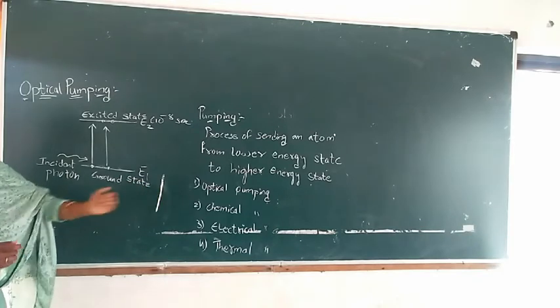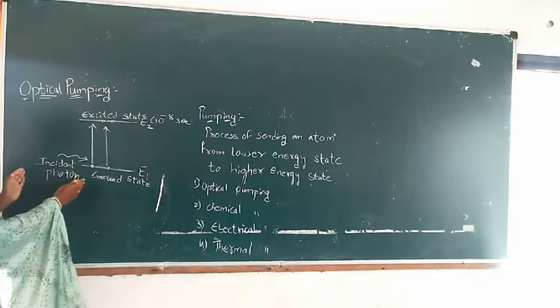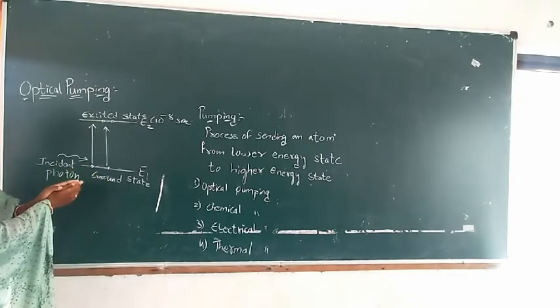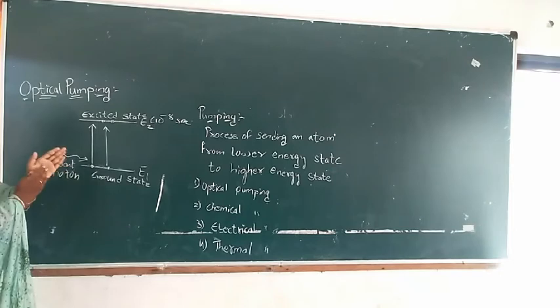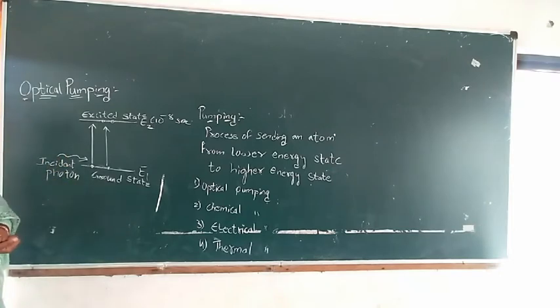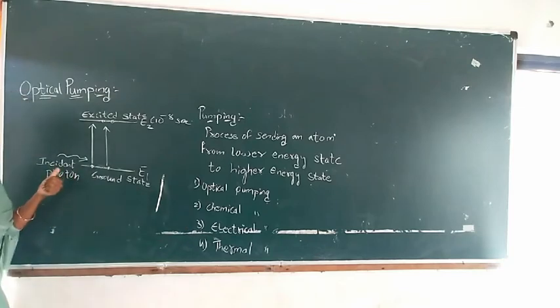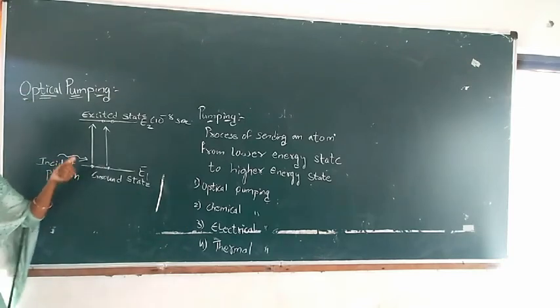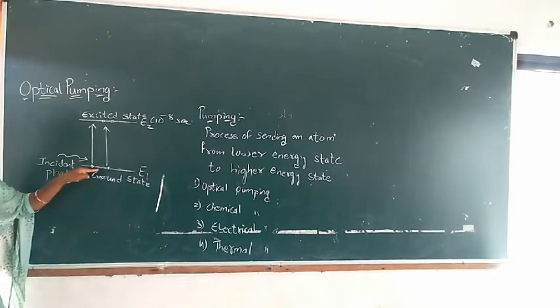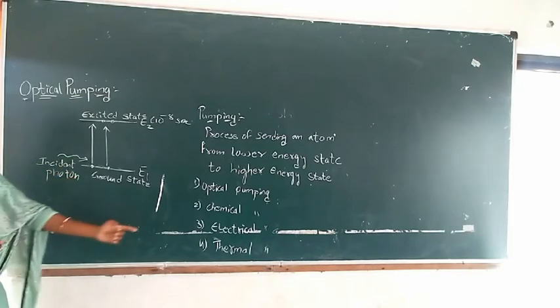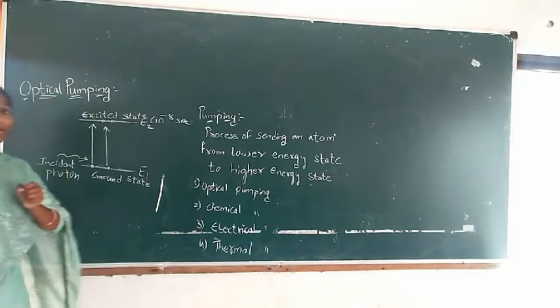Suppose we give a chemical energy, like chemical gases, to the ground state to excite an atom. Then that pumping is known as chemical pumping. Next, electrical energy. If we give an electrical energy to the ground state, then by absorbing that electrical energy, the atom moves towards the excited state. It starts excitation by absorbing the electrical energy. Then that process is known as electrical pumping.